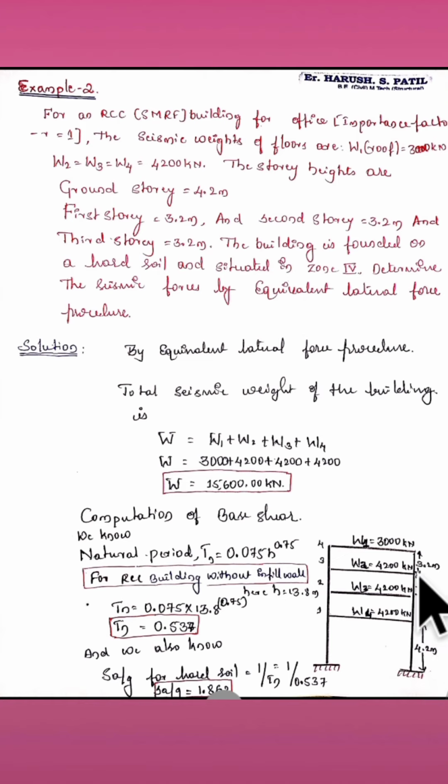Here you can measure the total height of the building. This is 4.2 plus 3.2 plus 3.2 plus 3.2, which comes around 13.8. That is the total height of the building. By using this height, we can calculate the time period, which varies with the height itself. Tn is equal to 0.075 into 13.8 raised to 0.75, and the time period comes around 0.537. You can type it in a calculator to get this answer.